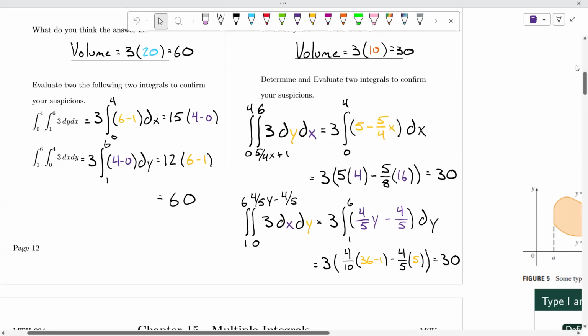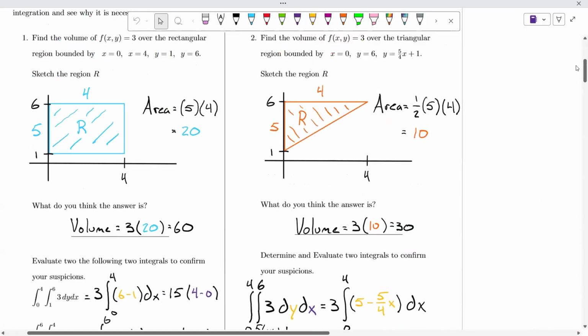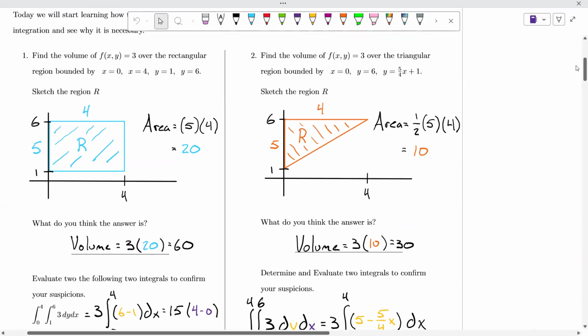I mentioned in a second, we'd be looking at integrating this thing both ways, both as dy first and as dx first. And that is basically the entire focus of today: figuring out which order we should integrate in, and if that order is the opposite of what we're given, how do we switch that order? Because we weren't really given one initially. We were just told what our region was going to look like. So we could figure out bounds for either x or y.